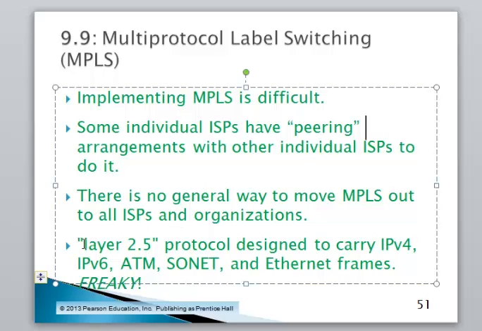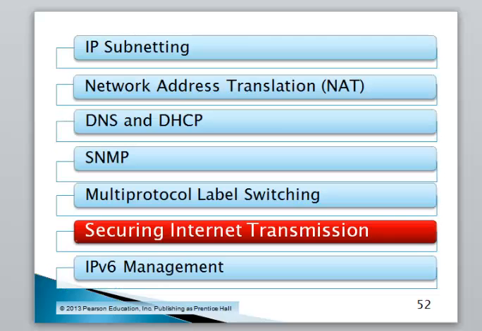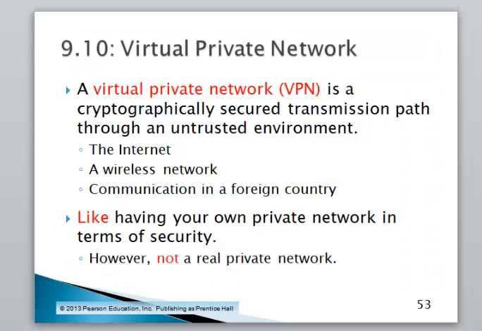MPLS is called a layer 2.5 protocol. That's weird to me, but it's designed to carry old IPv4 traffic and also the newer IPv6 traffic, as well as ATM traffic and SONET traffic for wide area network, as well as Ethernet frames. And of course, that's a local area networking technology. That's why I said it was a hybrid protocol. That's weird to me. That's why I say it's freaky. So with that, I just want you to be able to recognize MPLS as a new protocol. With that, let's jump to the next section, securing internet transmission with VPNs.